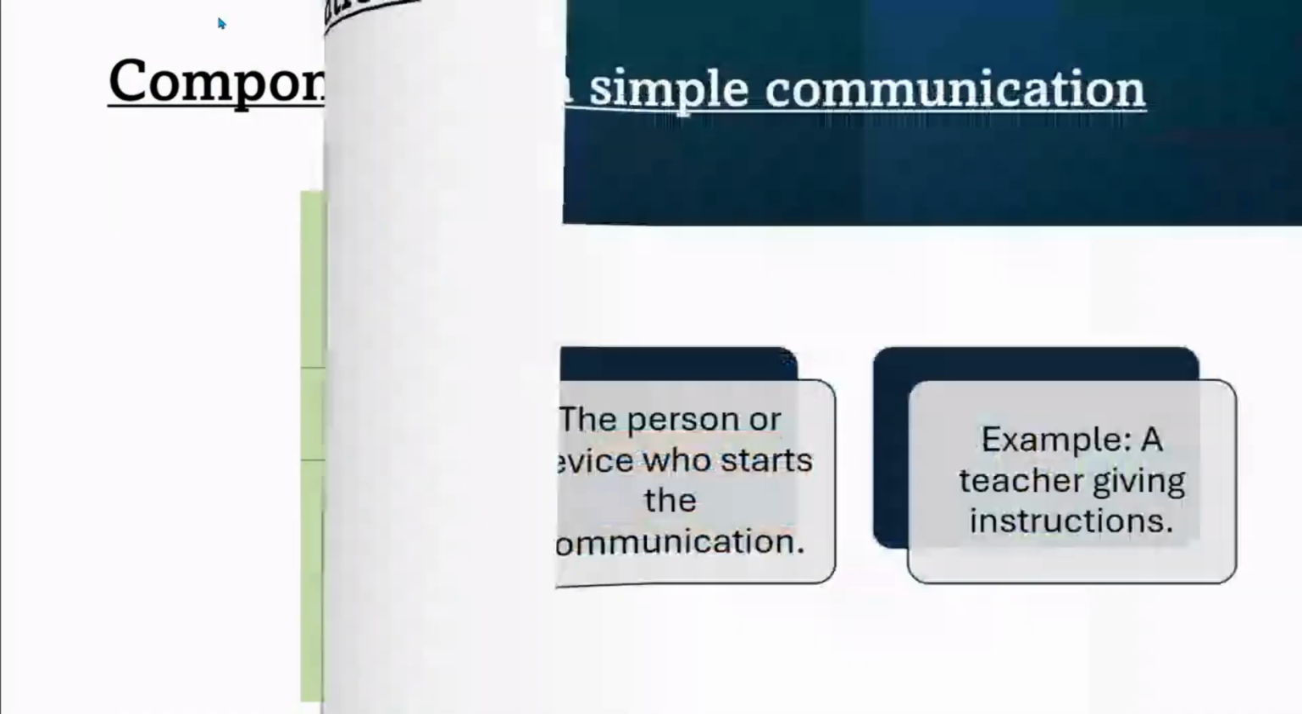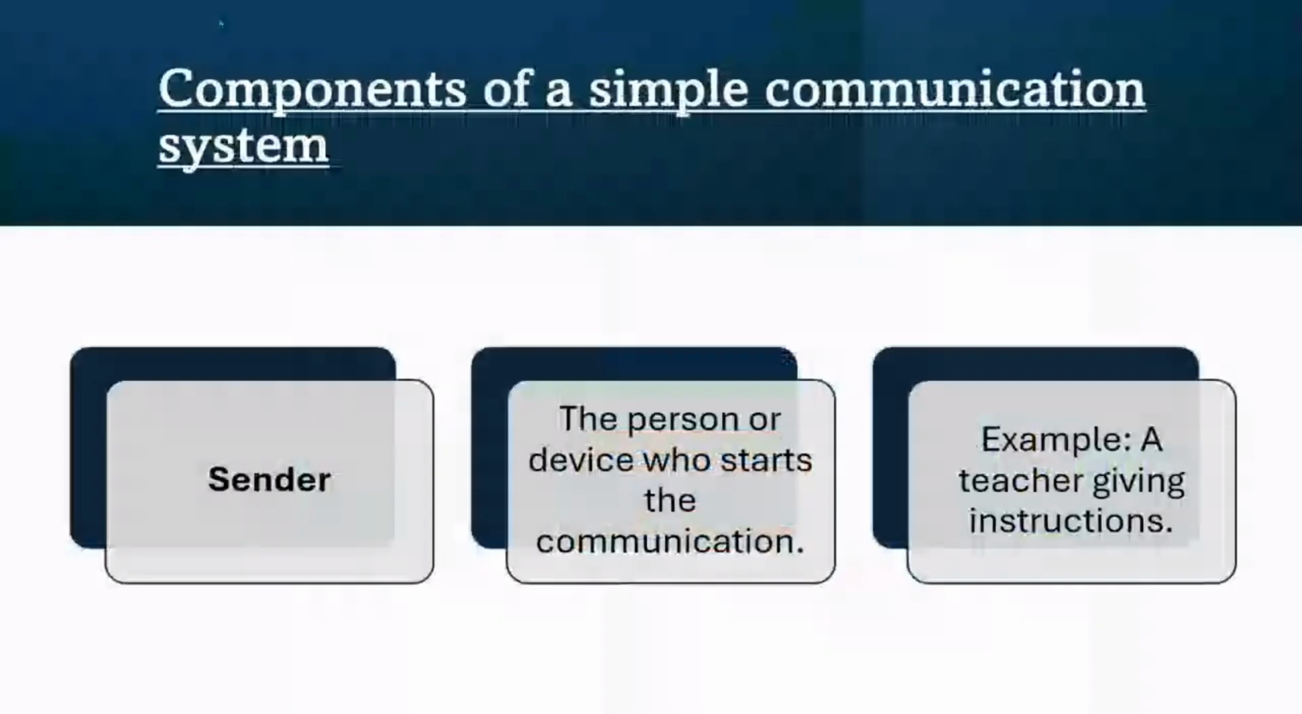So let's look at these components one by one. So the first one being sender. So this is the person or device who starts the communication. So the sender can either be a person or the sender can be a device. So in the case of the sender being a device, it can be that you're sending something from the computer to the printer. So you want to print a document and you're sending it from the computer to the printer. So in this case, the computer would be the sender and the printer would be the receiver. If it's a case where it's a person, we can give the example with a teacher giving instruction.